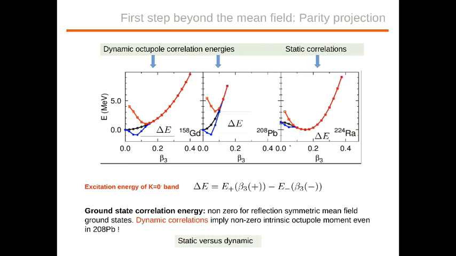Even in the case of lead-208, you have an energy gain by letting the intrinsic system deform with some octupole deformation, right? So even in lead-208, that is the paradigmatic example of a spherical nucleus at the mean field level, you have some energy gain by letting the intrinsic system deform and then additionally restoring the symmetry. Obviously, in this case, where you have static octupole correlations, there is no gain by projecting onto good parity. Here, you are essentially in the strong deformation limit I was mentioning before, right?